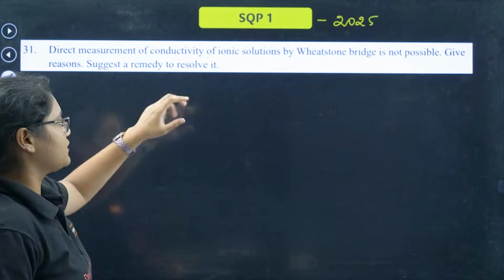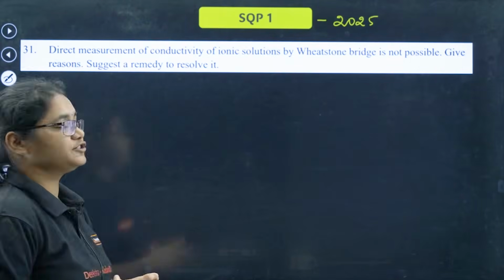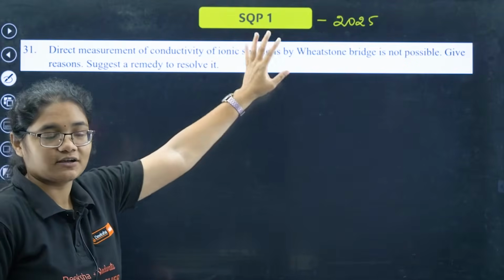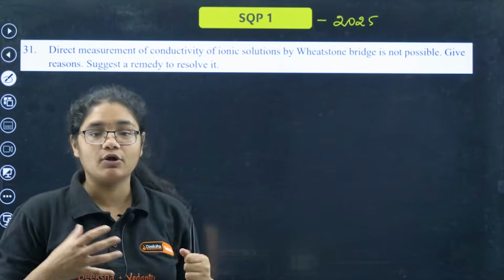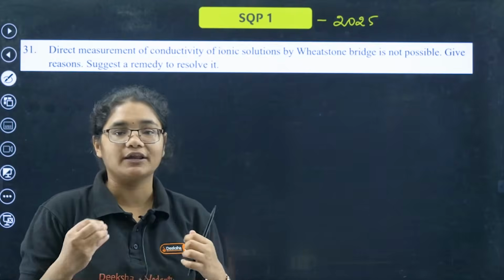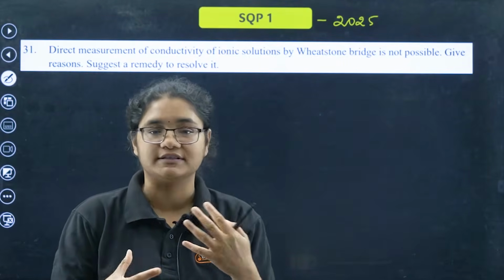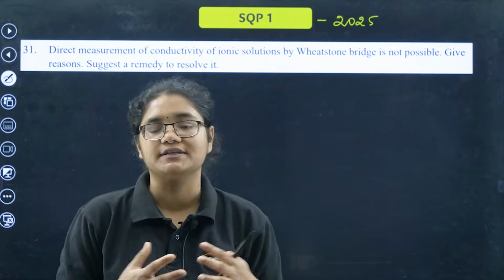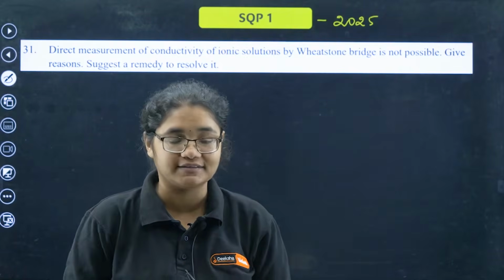Direct measurement of conductivity of ionic solution by Wheatstone bridge is not possible. Give reasons and suggest a remedy to resolve it. This question was asked in the pre-boards, midterms, a very important question. So here first of all, why we cannot measure it? The first reason is you cannot connect the electrolytic solution to the Wheatstone bridge because it is a liquid, and the second thing is we use direct current in Wheatstone bridge, which can change the composition of the electrolyte. These are the two problems.